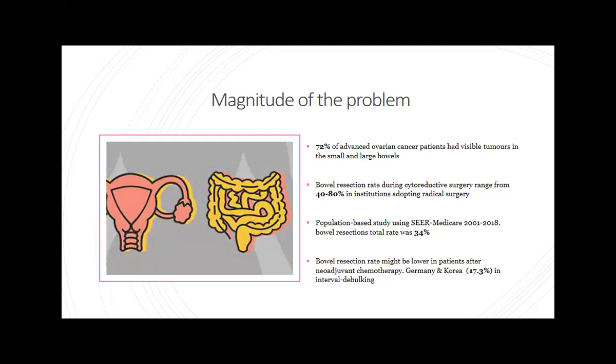So first, the magnitude of the problem. Most of what is published about the magnitude of the problem is about ovarian cancer mainly. In 72% of patients with advanced ovarian cancer, we will have a visible tumor in the small or large bowel. This will end up with 40 to 80% of patients going for cytoreductive surgery for advanced ovarian cancer having some sort of radical GI resection. In series databases, this is about 34%, going down to 17% in Korea and Germany after neoadjuvant chemotherapy.